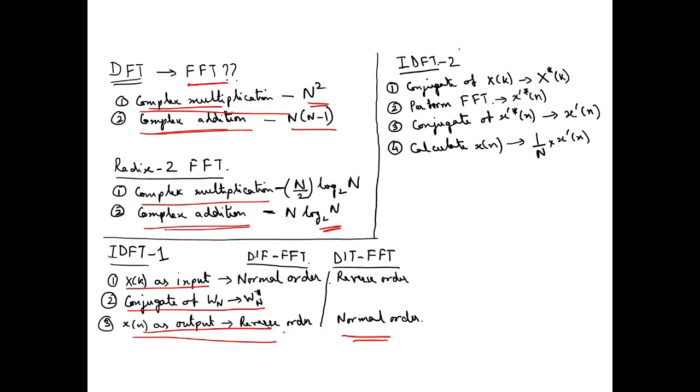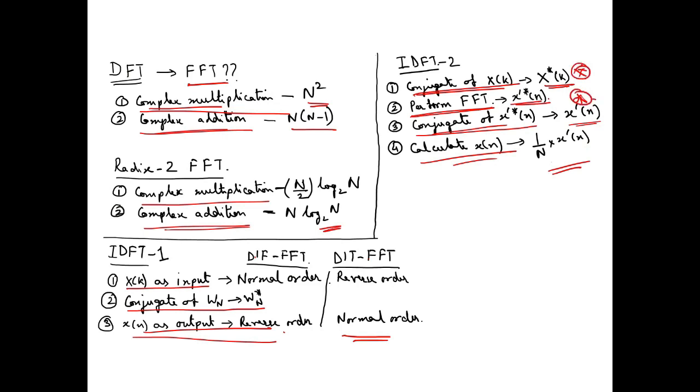However, there is another method where we can perform it in this way. First we take the conjugate of the input, so we get xk, we find xk conjugate. Then we perform FFT to get x dash conjugate n. Then we again take the conjugate of x dash conjugate n to get x dash n, and then we calculate xn as 1 by n multiplied by x dash n. However, if you see, we have to take conjugates two times.